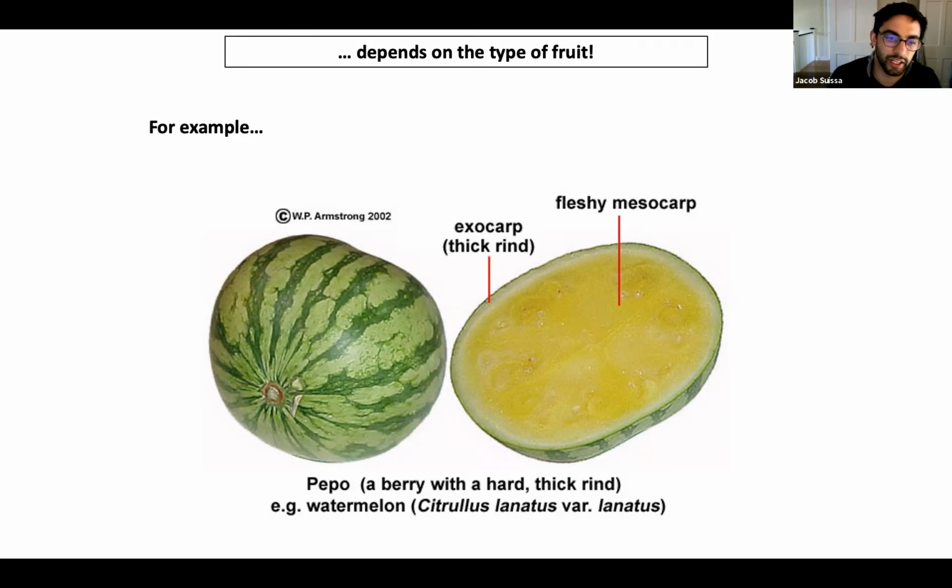So you have hesperidia and pepos, which are both berries, but they're just slightly different, right? This is why I don't really like fruit terminology, because it's like, well, they're both berries, so why don't we just call them berries? But you know, whatever. It's helpful, I guess.